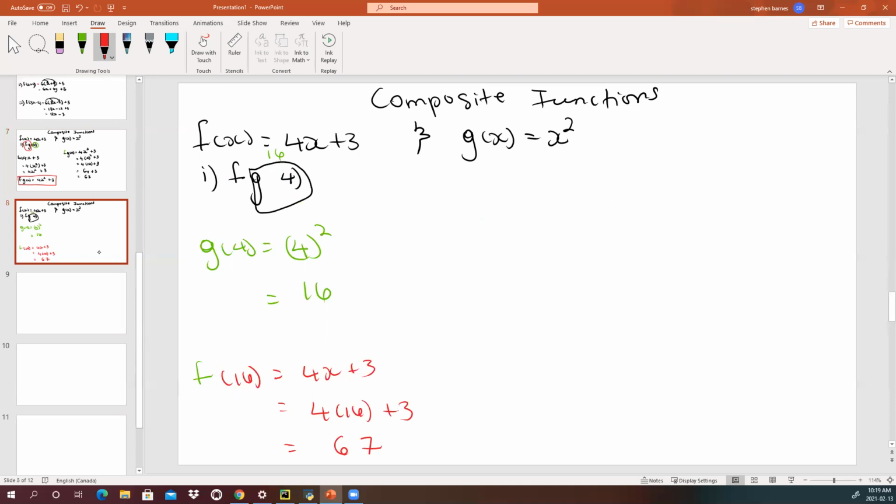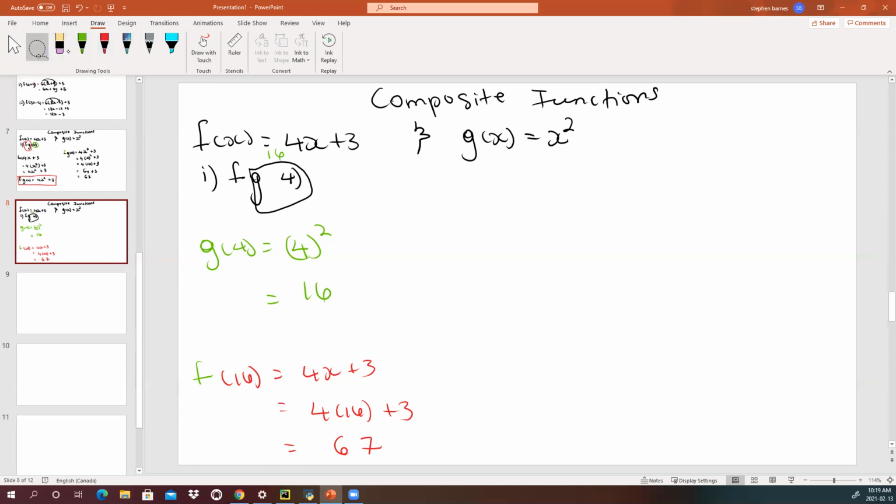But you don't have to. You can work it this way. Do g of 4 first. Whatever value you get, f goes into that value. That value becomes the input, the domain for the f function. All right? Questions? Anybody don't understand? Because I'm going to give another one, and it's going to get more and more complicated as we go along. Any questions?